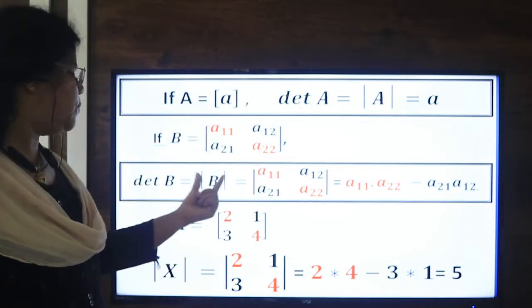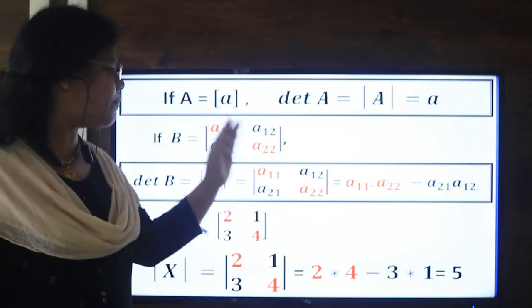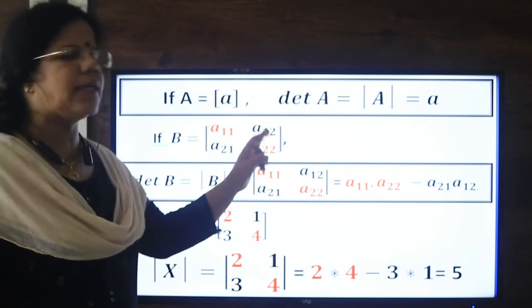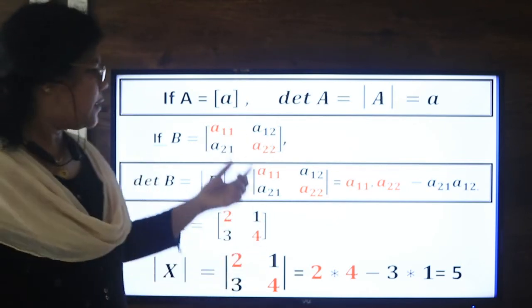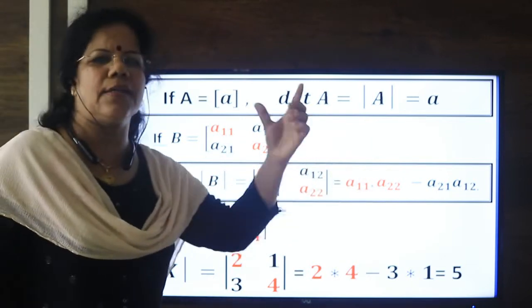Once it comes to a 2 by 2 matrix, a square matrix B of order 2, in that case, the determinant of B is equal to A11 A22, diagonally multiplying starting from left top, minus A21 A12. This is the definition for a square matrix of order 2. Determinant B is defined like this.